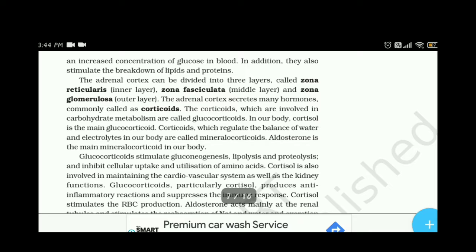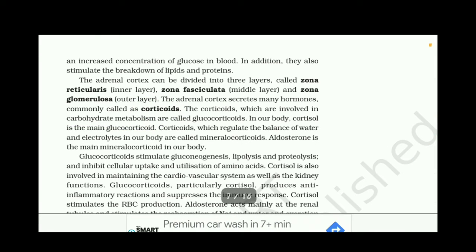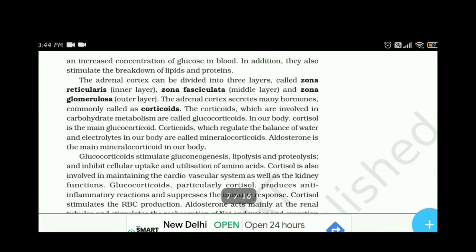Okay, and next, it secretes many hormones, which we commonly call corticoids. Corticoids involved in carbohydrate metabolism are called glucocorticoids. Corticoids is the common name for these hormones, but if they are involved in carbohydrate metabolism, they are called glucocorticoids in our body.